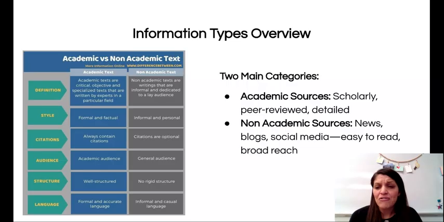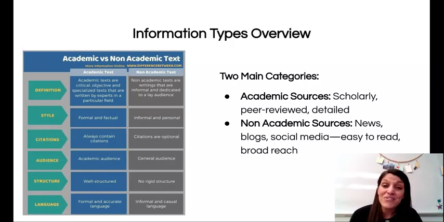Academic texts are critical, objective, and specialized by experts in the field. Non-academic texts are good pieces of information, but when we're working with academic research, we want to make sure we're sticking to that blue column there. We want formal information. We want citations, which are absolutely essential.